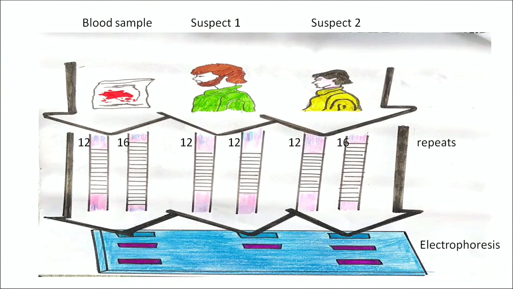And we have also shown some repeat sequences. In the first case, there are 112 repeat sequences and one set of 16 repeat sequences. While in the case of suspect 1, there are only 12 and 12 repeat sequences, and in the case of the actual person who has committed the crime, the DNA has 12 repeat sequences and 16 repeat sequences, which is similar to what we have obtained at the place of crime.